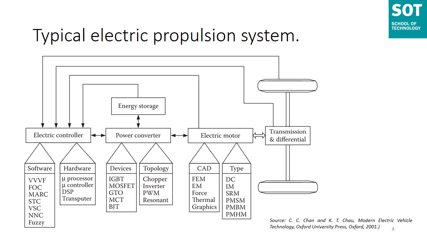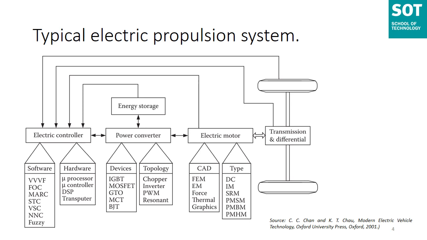The figure here shows the functional block diagram of a typical electric propulsion system. The choice of electric propulsion systems for any EVs or HEVs mainly depends on several factors, but mainly on the driver's expectation, the constraints of the vehicle, and the source of energy generation.